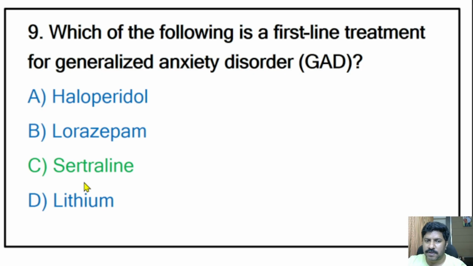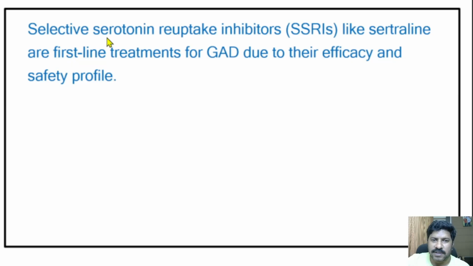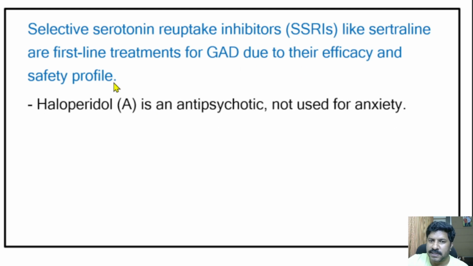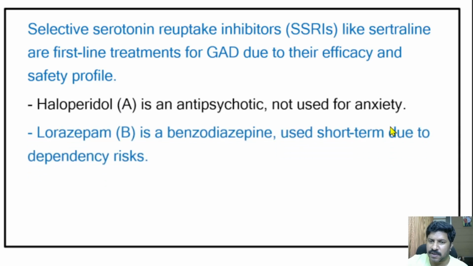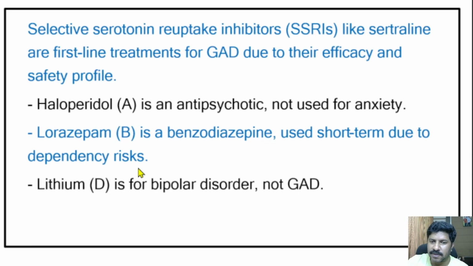Lithium. So, what is the use of lithium? Lithium is usually the treatment of choice in BPAD or mania. Selective serotonin reuptake inhibitors or SSRIs like sertraline are first-line treatment for GAD, generalized anxiety disorder, due to their efficacy and safety profile. Haloperidol is an antipsychotic, not used for anxiety. Lorazepam is a benzodiazepine used short term due to dependency risk. Lithium is a drug of choice for bipolar disorder, not used in GAD.